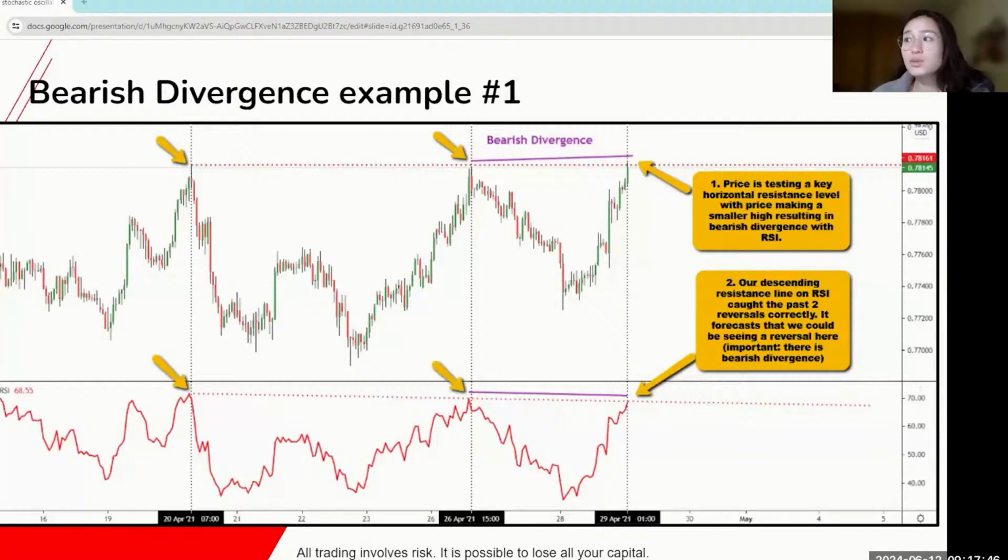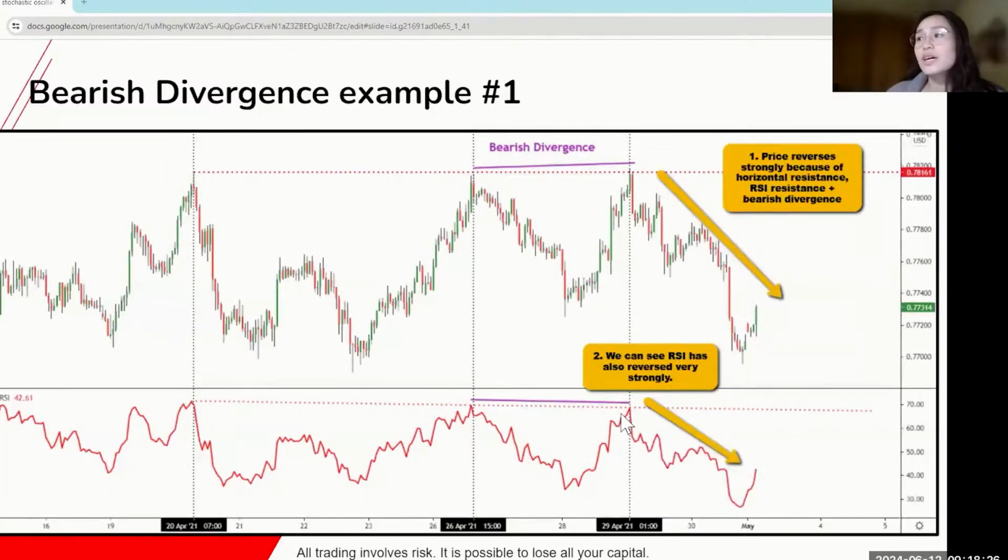Okay, so first example, we have price testing a key horizontal resistance level with price making a smaller high, resulting in bearish divergence with the RSI. On our RSI, you can see a descending resistance line forming, and it caught the past two reversals correctly. So it forecasts that we could be seeing a reversal here. And the bearish divergence, you can see a higher high on price and a lower high, sorry, on our RSI.